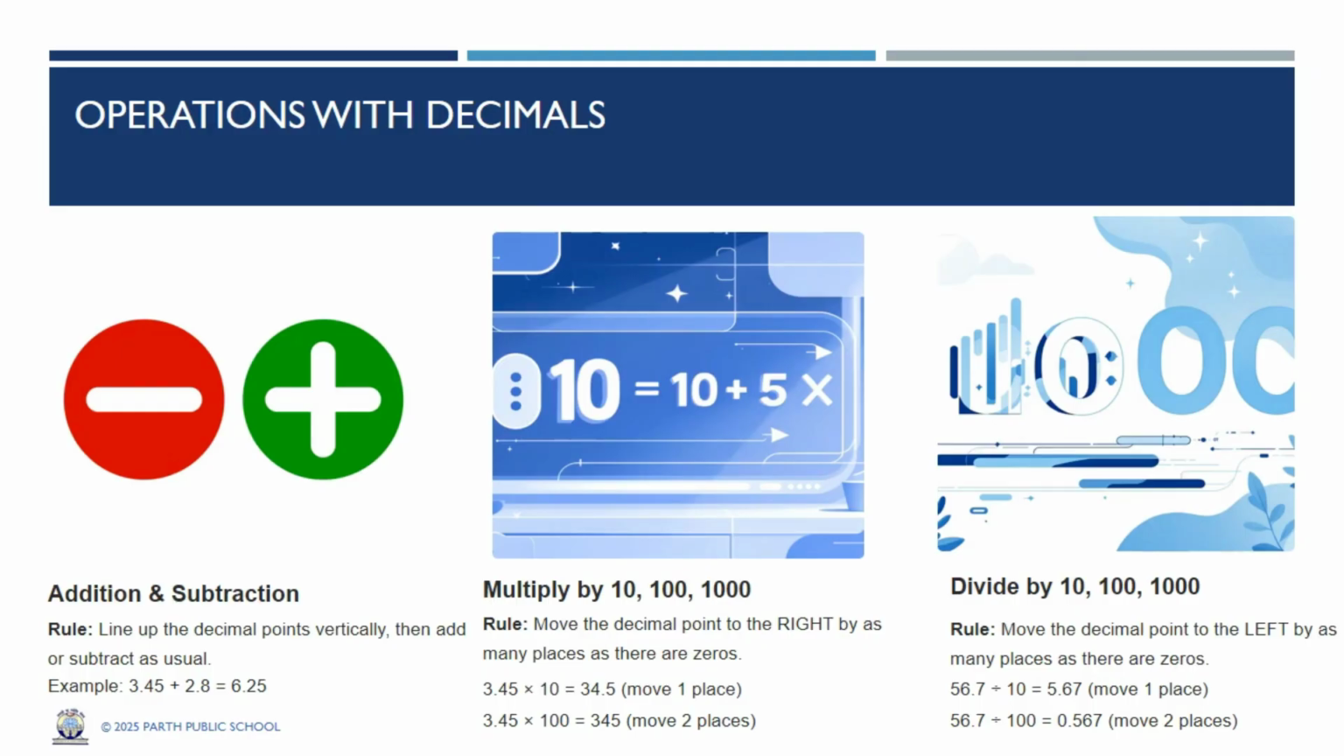Multiplication by 10, 100 and 1000. Move the decimal point to the right by the same number of digits as the number of zeros. Suppose it is 3.45 into 10, so you move the decimal point 1 place to the right. The answer would be 34.5. Division by 10, 100 or 1000: move the decimal point to the left by the number of zeros. If it is 56.7 divided by 10, you move it one digit towards the left. So it would be 5.67.